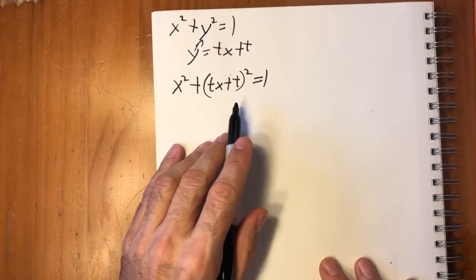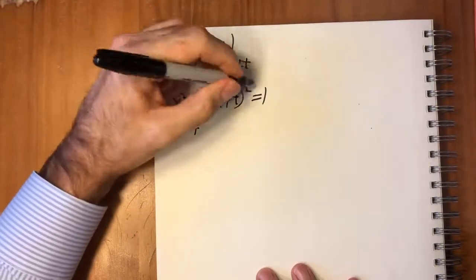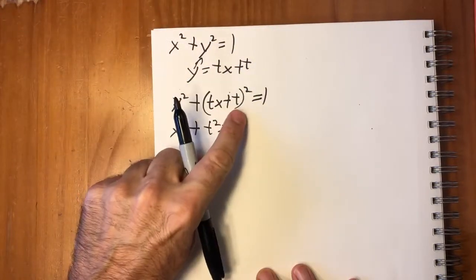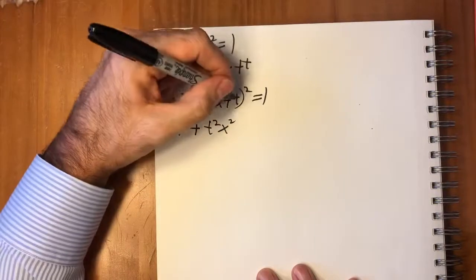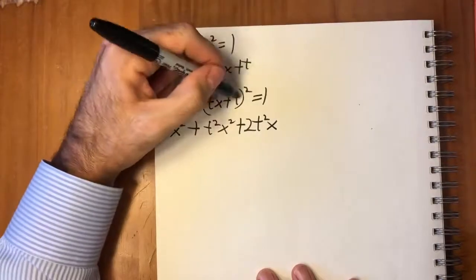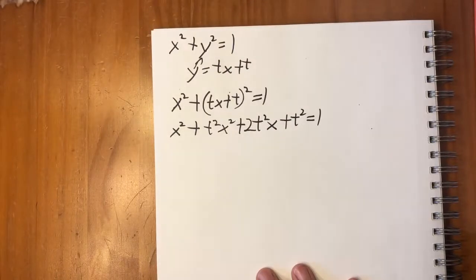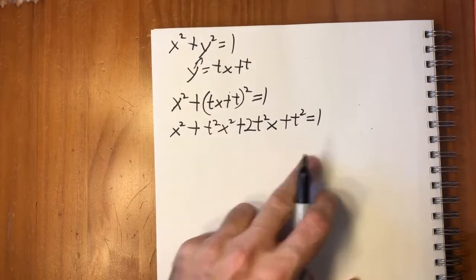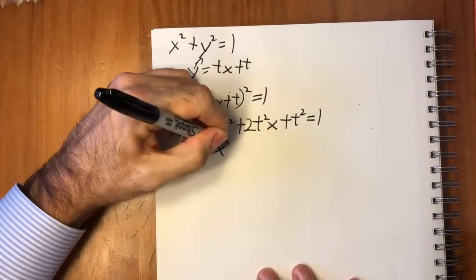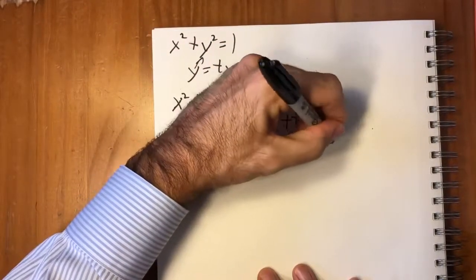So let's just expand this a little bit. We have x squared plus t squared x squared plus 2t squared x plus t squared equals 1. Is that right? 2t squared x plus t squared equals 1. Okay. Let's move the 1 to the other side. x squared plus t squared x squared plus 2t squared x plus t squared minus 1 equals 0.